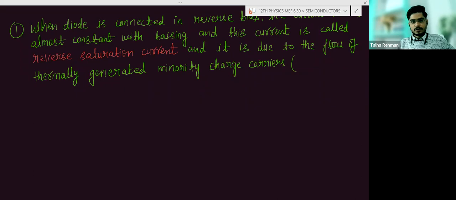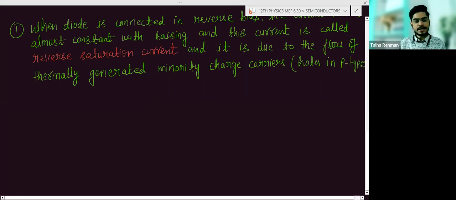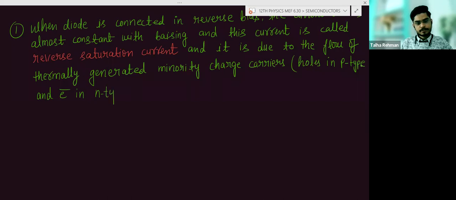What are they? Holes in p type. We know that. Okay, so we can write here holes in p type and electrons in n type across the junction.